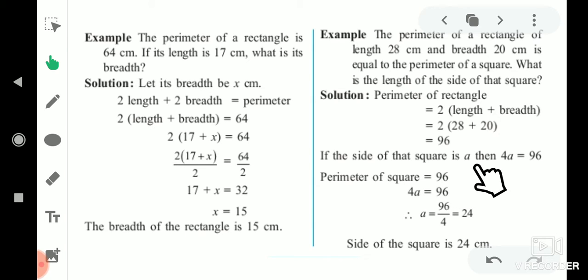Then the perimeter of the square is equal to the perimeter of this rectangle given in the question. So 4A is equal to 96. Then we calculate the value of A as 96 by 4. That will give 24 centimeter. So the side of the square is 24 centimeter.